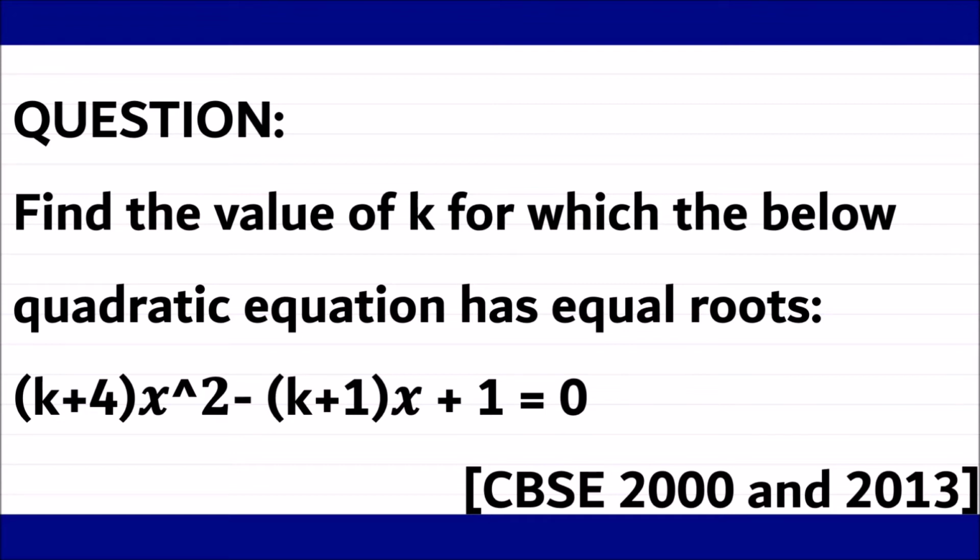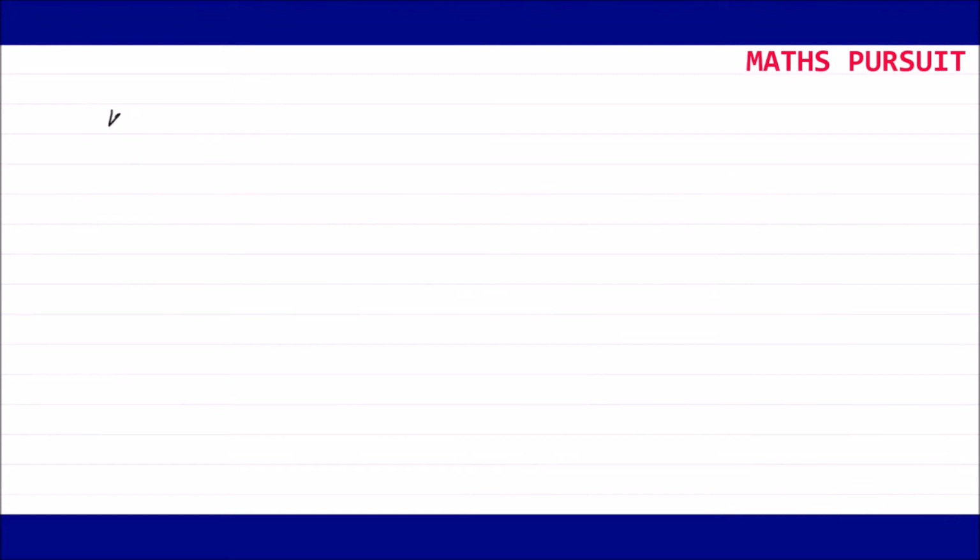Now, as per the given question, let us put it down here. The question is (k + 4)x² + (k + 1)x + 1 = 0. Guys, this is a quadratic equation. So this equation is of the form ax² + bx + c = 0.